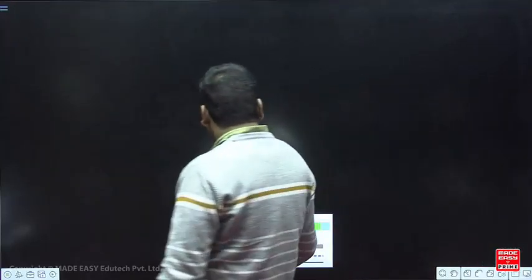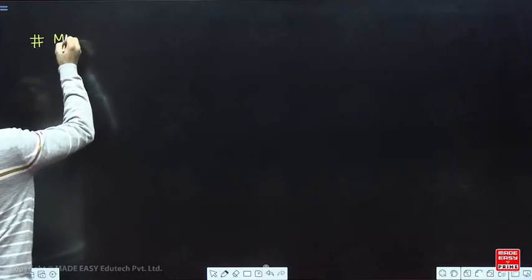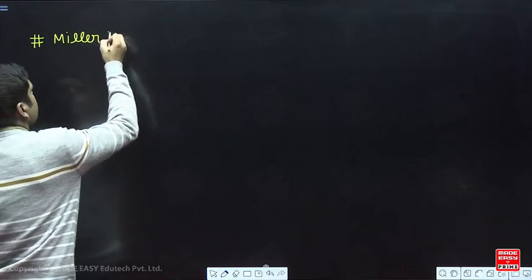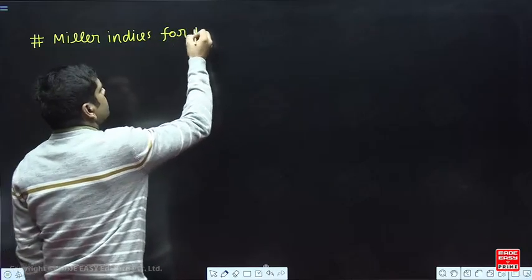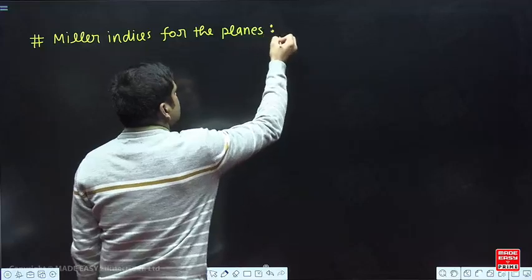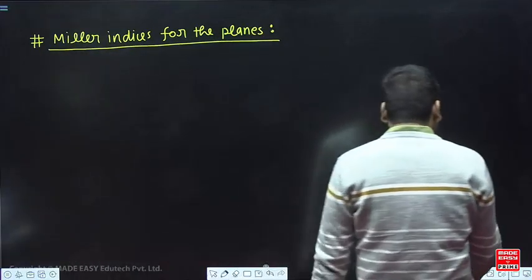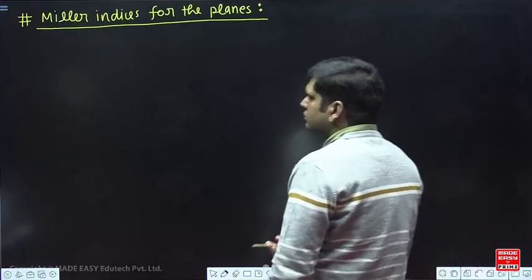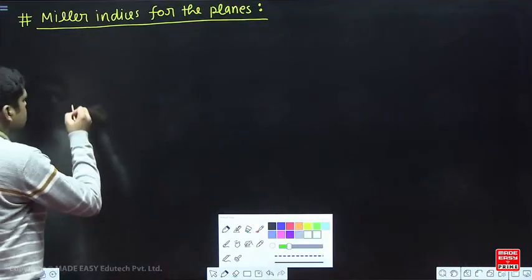Next, Miller indices for the planes. This is important. This they generally ask. Direction I just taught for the sake of completeness, but this they ask.